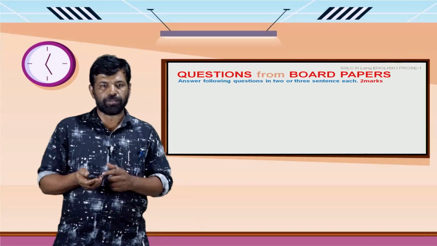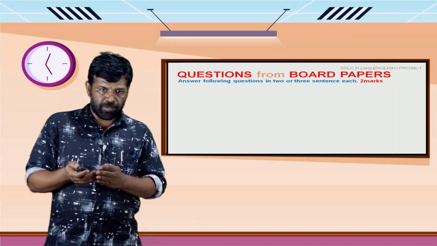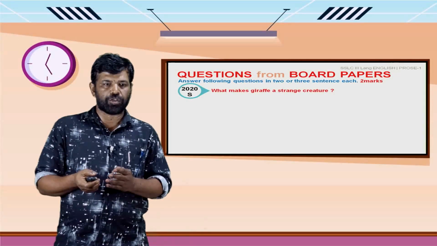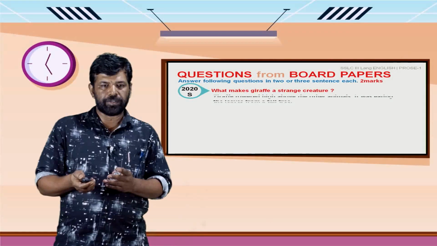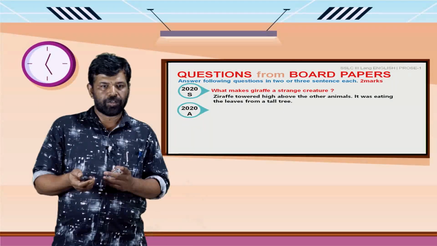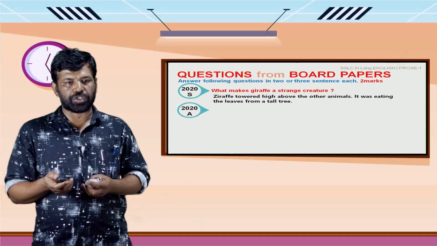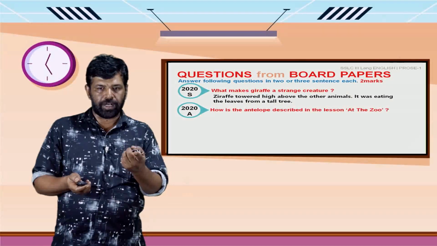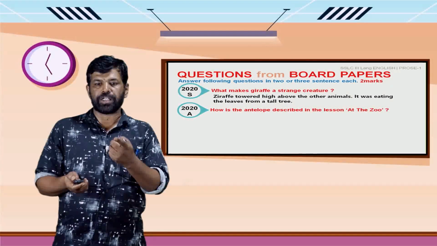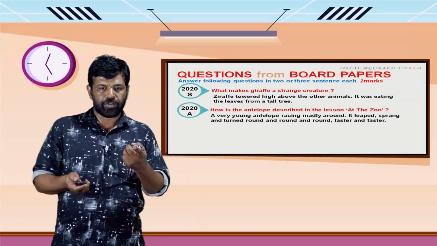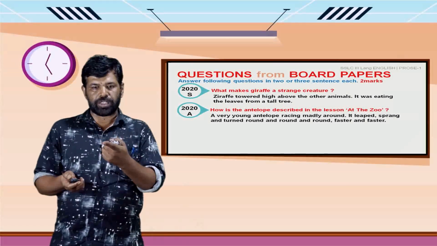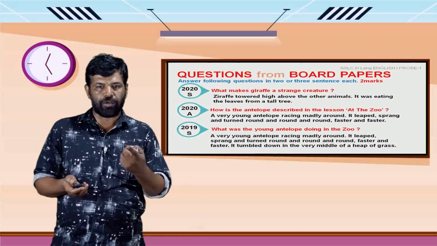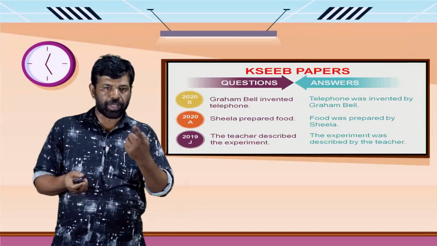And let's refer to some board papers. In the exam also, this question has been asked. From the 2020 supplementary exam, from this lesson, there is a question: what makes the giraffe a strange creature? And how the antelope is described in the lesson at the zoo. We have discussed this: a very young antelope was racing madly and all. Then from 2019 supplementary, we have one more 2 marks question, and from 4 TB papers.